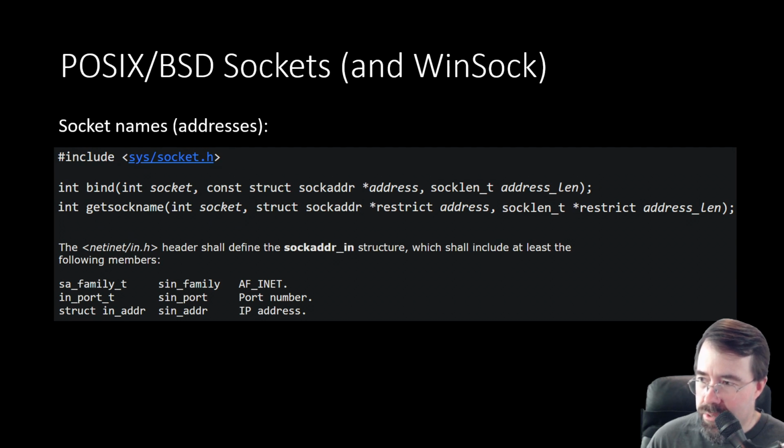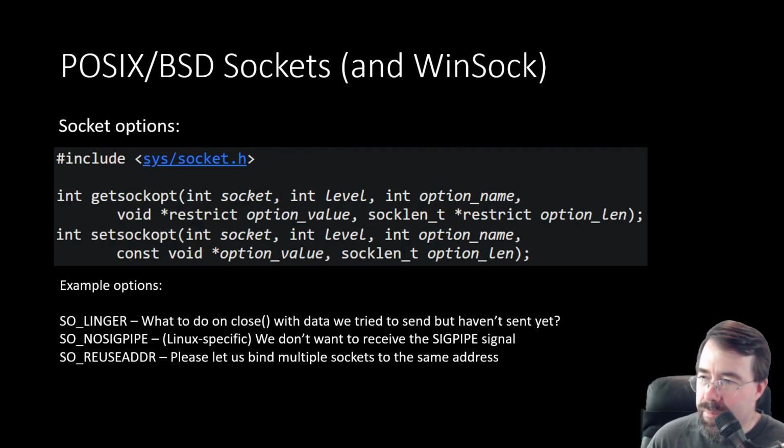That is when you're using the socket with an internet protocol, as opposed to, let's say, a Unix domain socket, which is not internet at all. If it's an internet socket, then you'll use the sockaddr_in structure, which has the port number and the address.